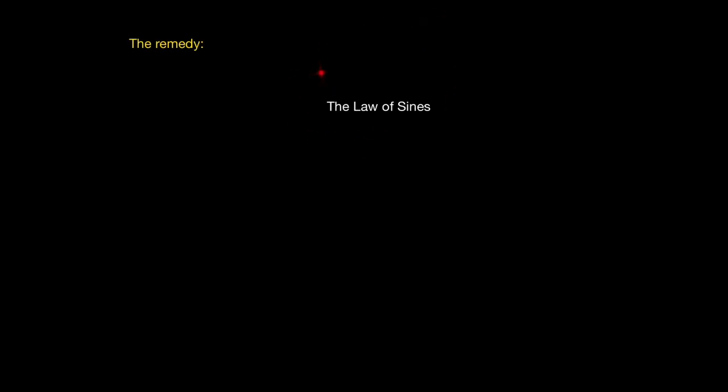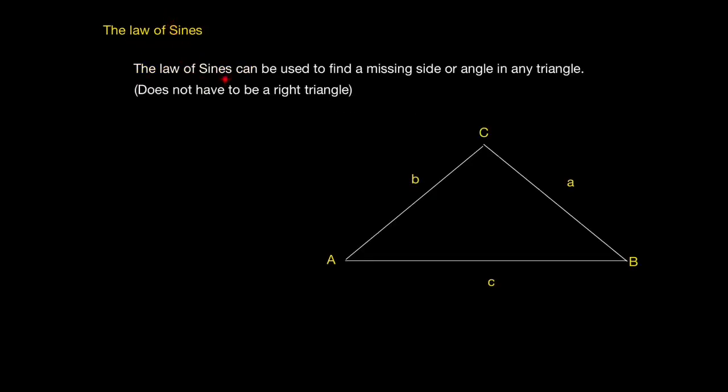There's also another technique called the law of cosines, but I'm only going to be teaching you the law of sines. So here's what it says. The law of sines can be used to find a missing side or angle in any triangle. It does not have to be a right triangle. So here's how you use it.